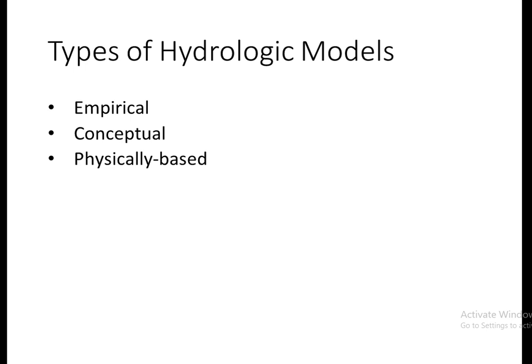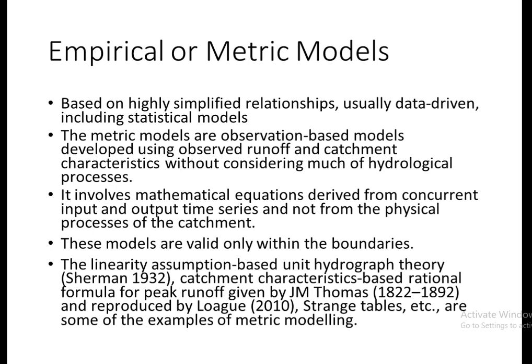There are basically three types of hydrologic models. They are empirical model, conceptual model, and physically based model. So what is meant by the empirical model? It is also called the metric model. It is based on highly simplified relationships. It is usually data driven. It includes statistical models. So these models are empirical in nature, that means observation based models.